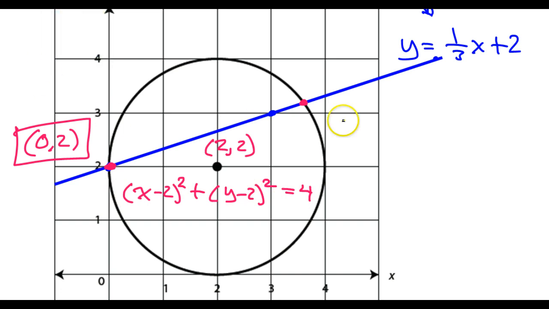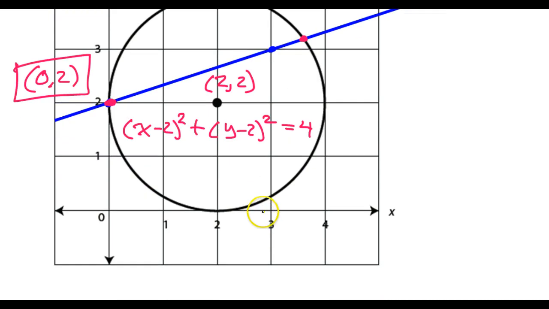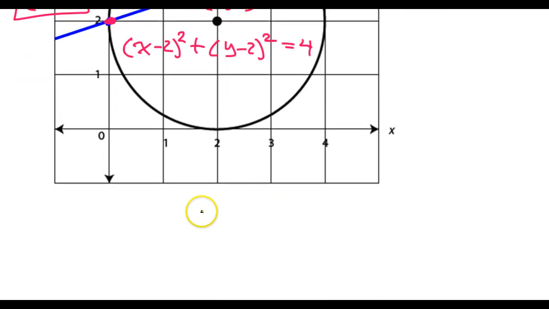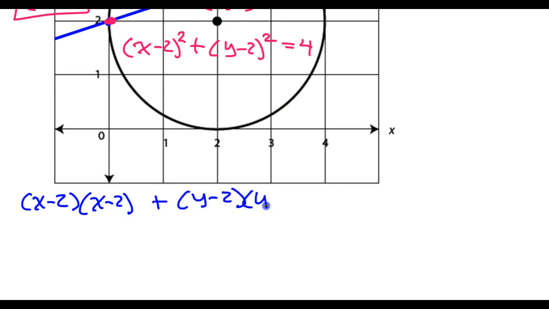Now because we need to substitute this in, we need to expand this equation into general form. So when I see that (x minus 2) squared, I'm thinking (x minus 2) times (x minus 2). When I see that (y minus 2) squared, that's the same thing: (y minus 2) times (y minus 2). This is all equal to 4. So I'm going to do this double distributive property.